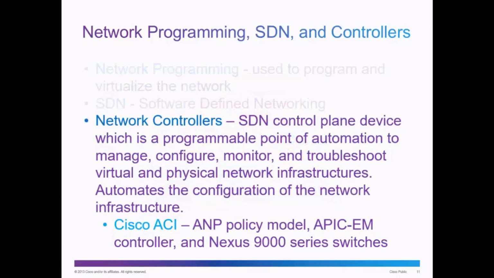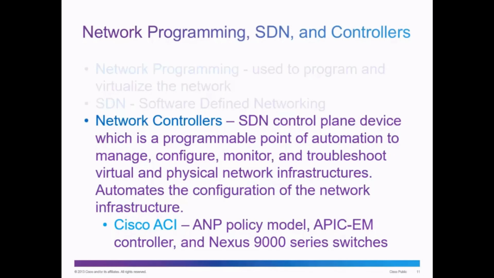The Cisco ACI, or application-centric infrastructure, is Cisco's approach to software-defined networking and network controllers. It involves three main things: an ANP, or application network policy, an APIC, application policy infrastructure controller, in this case the APIC-EM, which is the enterprise module for APIC, and switches that are application programmable, like the Nexus 9000 series switches.